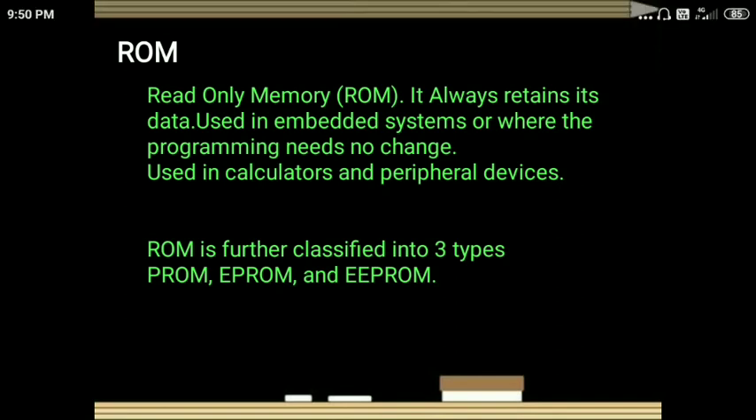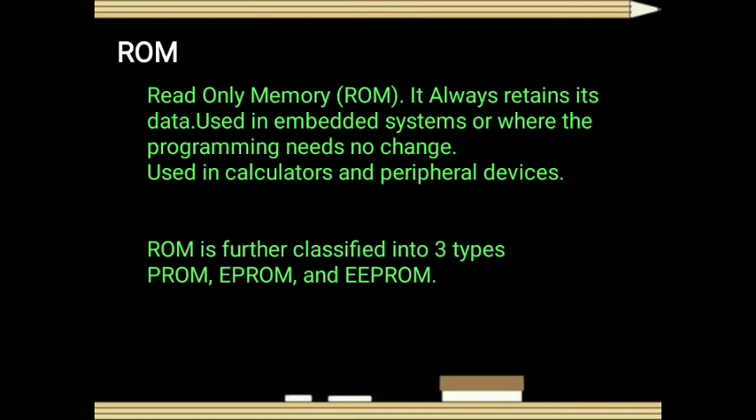Okay. Now let's discuss ROM memory. The full form of ROM is read-only memory. It always retains its data. ROM memory can't be directly accessed by the CPU. The data is first transferred to the RAM and then the CPU can access the data from the RAM. ROM is a non-volatile memory. The data inside the ROM remains even if the power is switched off.